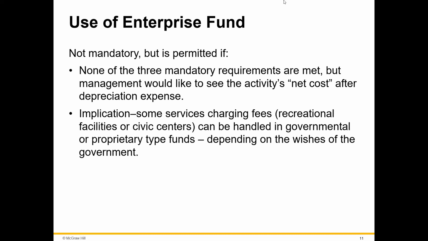Use of an enterprise fund is not mandatory, but is permitted if none of the three mandatory requirements are met, but management would like to see the activity's net cost after depreciation expense. Implications: some services charge fees, like recreational facilities and civic centers. Our airport is separate, but some cities have airports. Some cities also have hospitals as well.